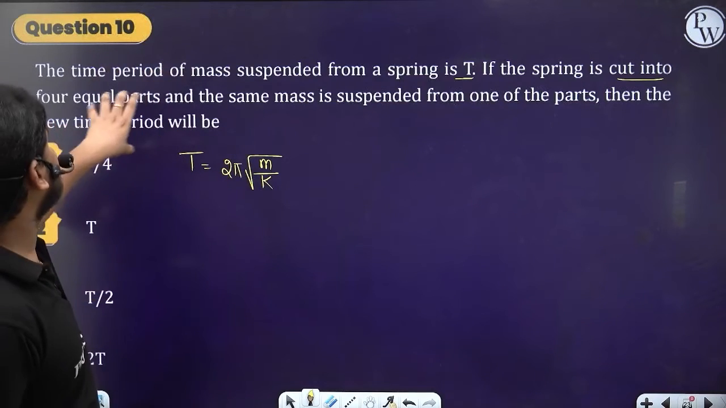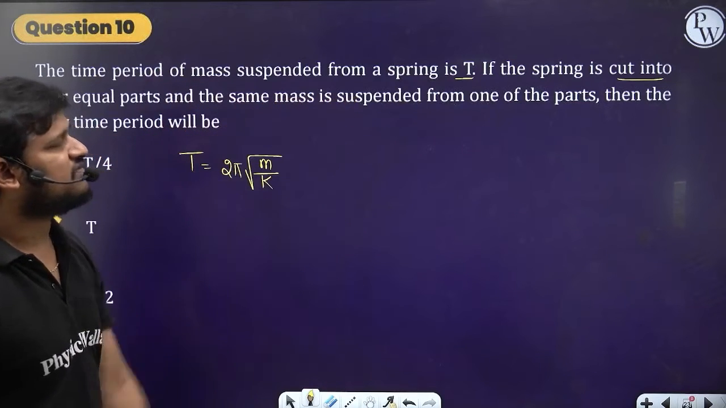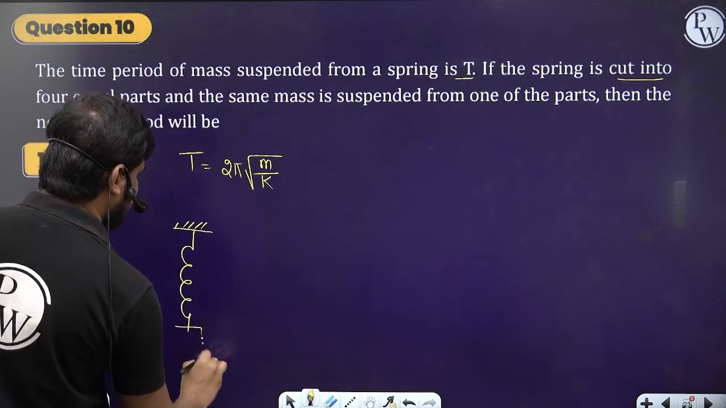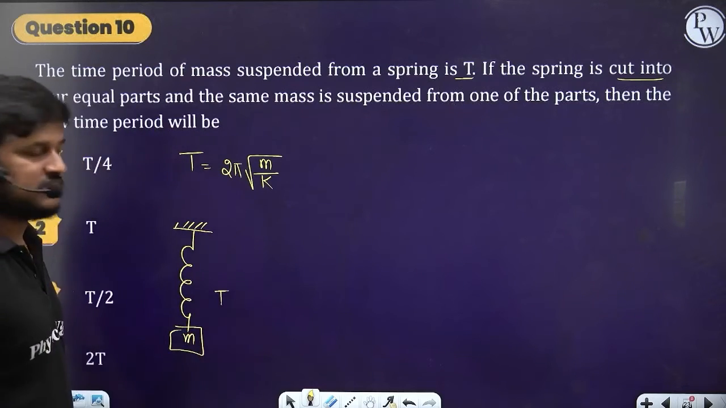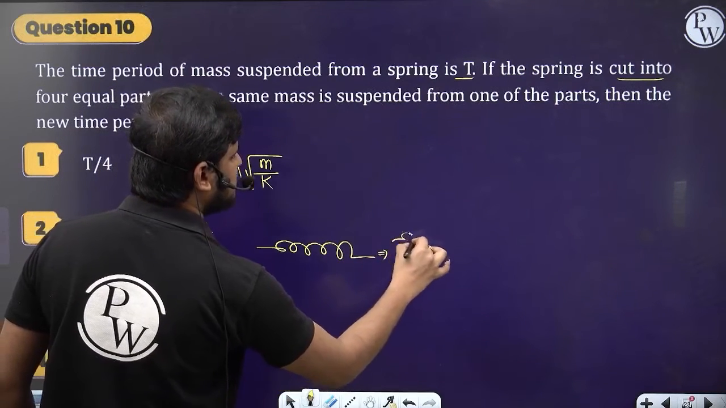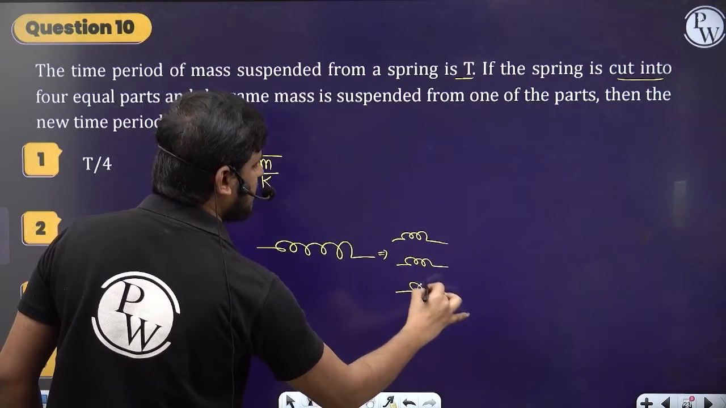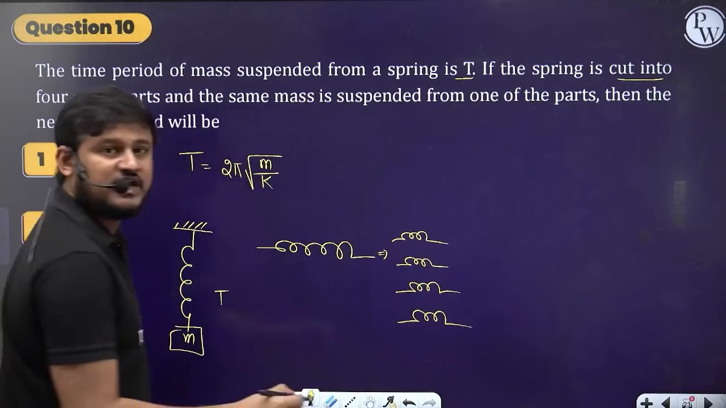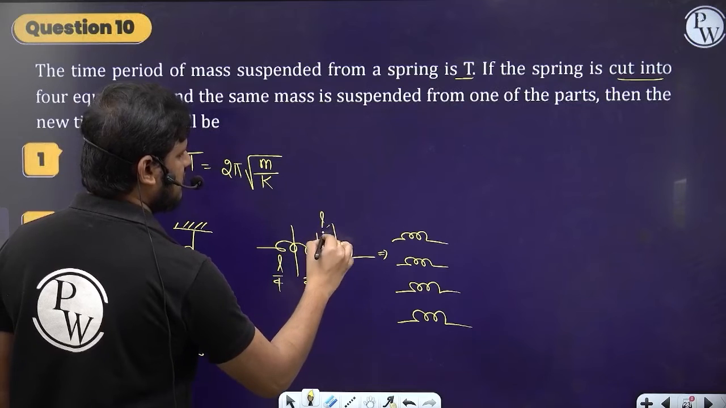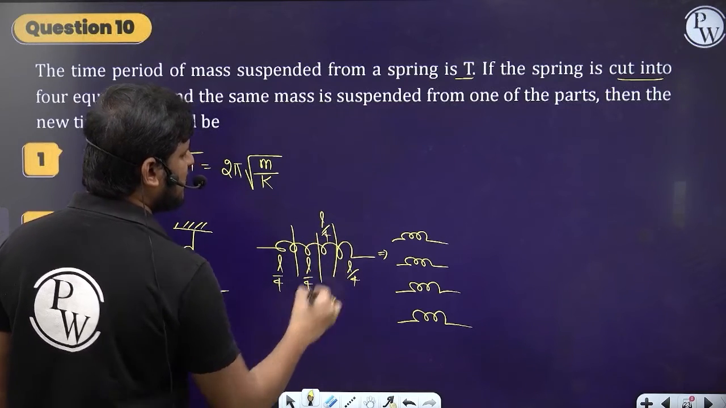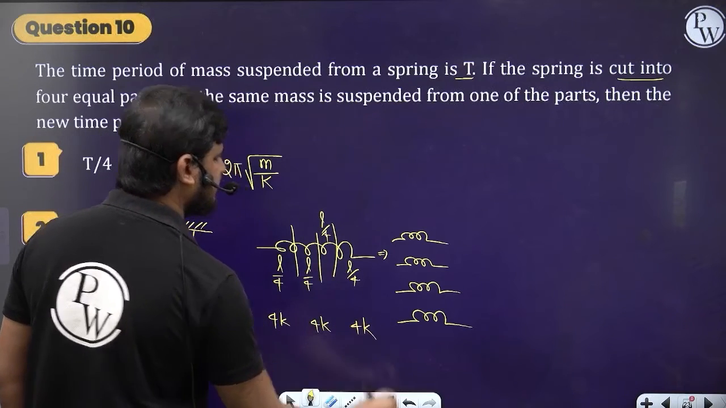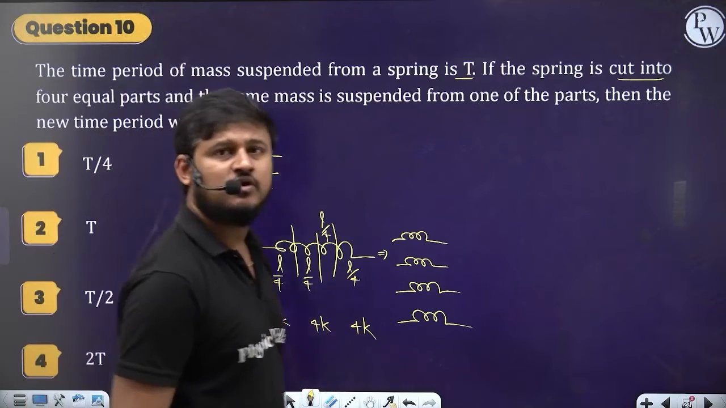When a spring is cut into 4 equal parts and the same mass is suspended, see here, this is a spring. When the mass m is attached, we know that the time period is T. Now the same spring is cut into 4 equal parts. So this is one, this is one, this is one, and this is one. So L by 4, L by 4, L by 4, L by 4. Now the spring constant of each one will become 4k.